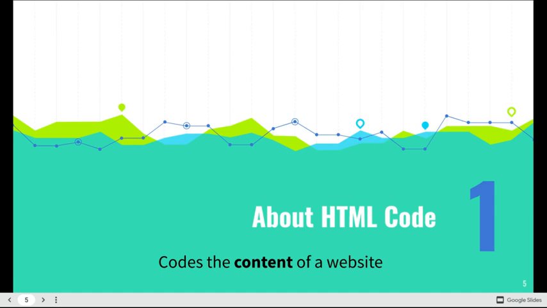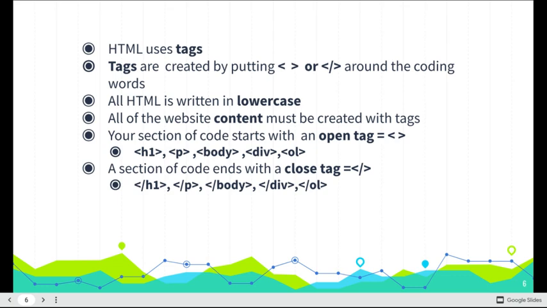And then let's talk about the content of my website, which is what I make with HTML code. So it uses tags, we said. Tags are those words that are inside of the brackets. They either have the open symbols or, with the backslash, it becomes a close tag. All of my HTML language is written in lowercase. So if I look at these tags down here, everything is lowercase, no uppercase letters. And it creates all of the content.